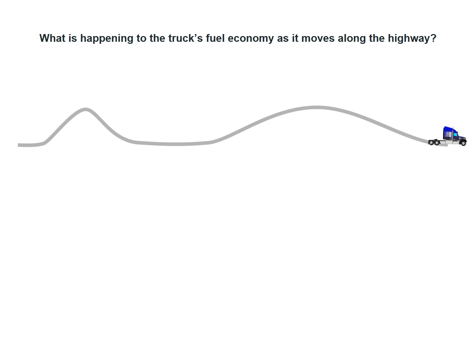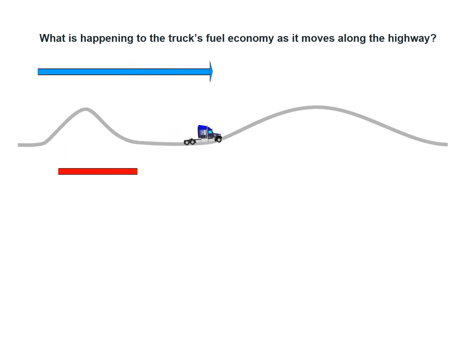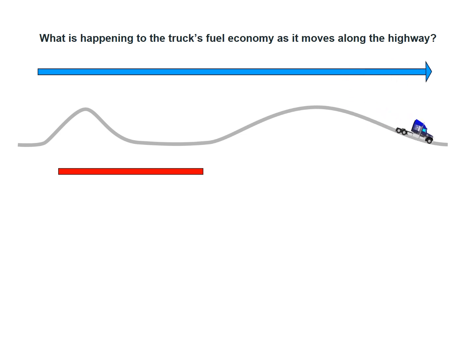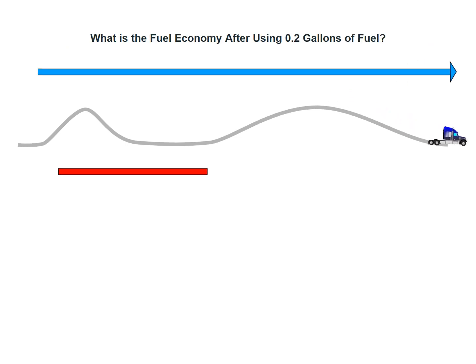I'll show the truck's trip again, this time adding a red rectangle to represent the amount of fuel it has used, and a blue arrow to illustrate the distance the truck has traveled since starting to drive on the highway. As you watch, think about how the length of the blue arrow is growing in comparison to the length of the red rectangle. What can we say about the truck's fuel economy exactly when it has used 0.2 of a gallon of fuel?